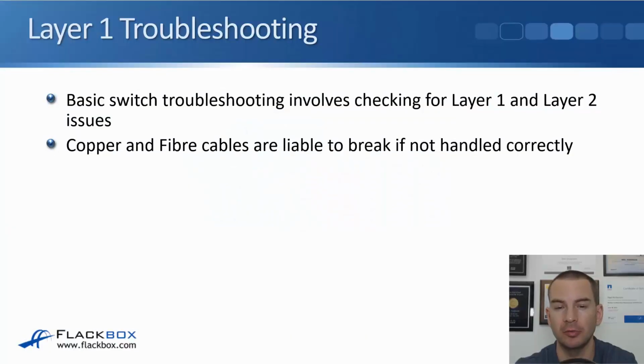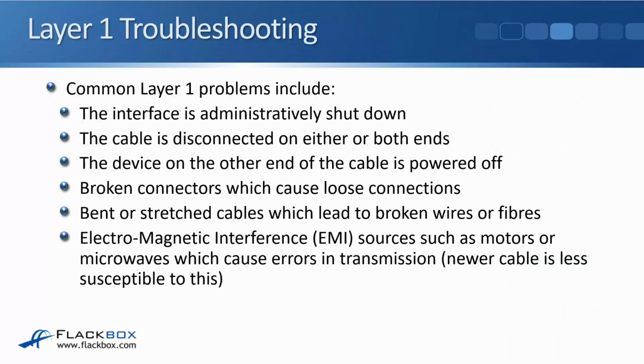This is going to cover troubleshooting at layer 1 and layer 2 of the OSI stack. First thing, our copper and fiber cables are liable to break if not handled correctly. So just please treat cables correctly, like don't bundle them up and wrap them up together, because you're liable to break them if you do that. You'll see it happening quite a lot in the real world.